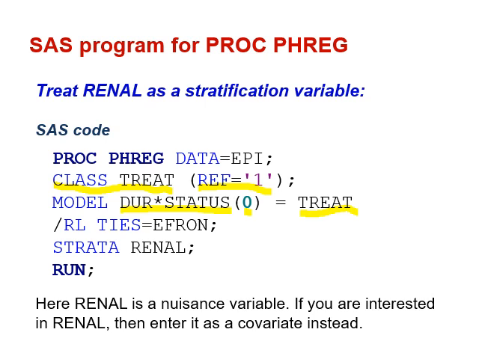We request confidence intervals for the hazard ratio with the option RL. And this is a way of handling ties using the Efron method. You don't have to worry too much about that right now. We're stratifying on Reno, as you have seen before. We want to include Reno as a nuisance variable, also because we don't have a large sample size.